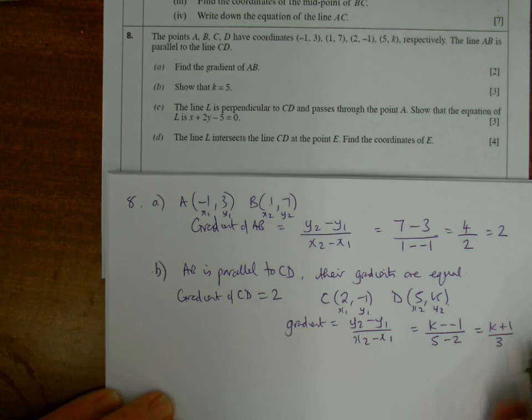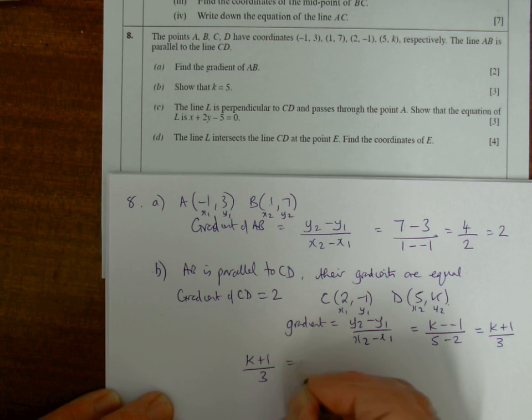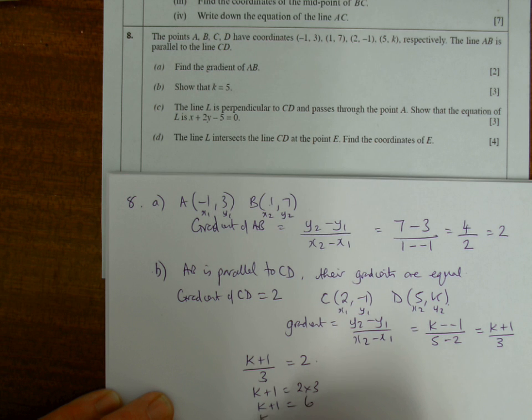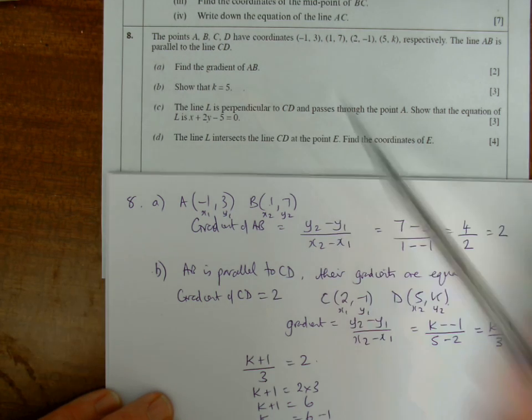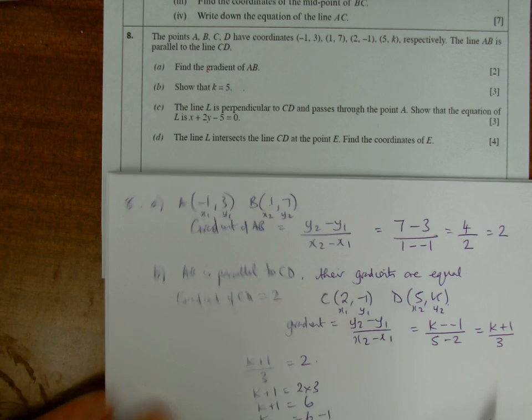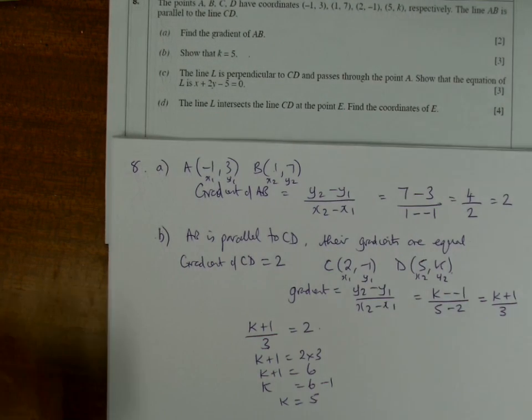Now I know that that gradient is equal to 2, so I form an equation. k plus 1 over 3 is equal to 2. Take the 3 up: k plus 1 is 2 times 3. k plus 1 is 6. So k is 6, take away 1, which is 5. Because they give you the answer k equals 5, you need to put all the detail in if you're working it out. In fact, when you give the answer, you tend to have to show more workings out than you would otherwise.